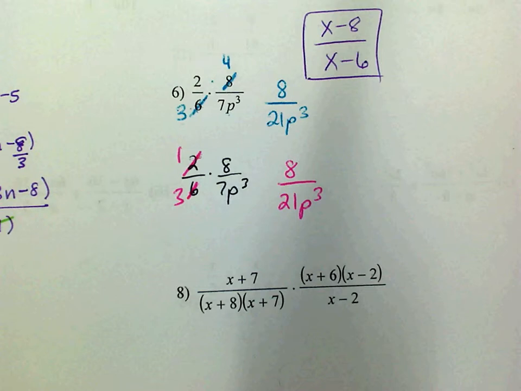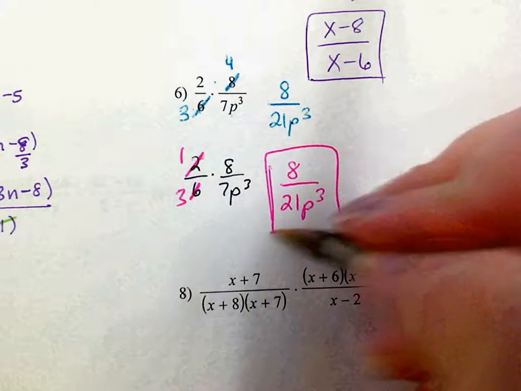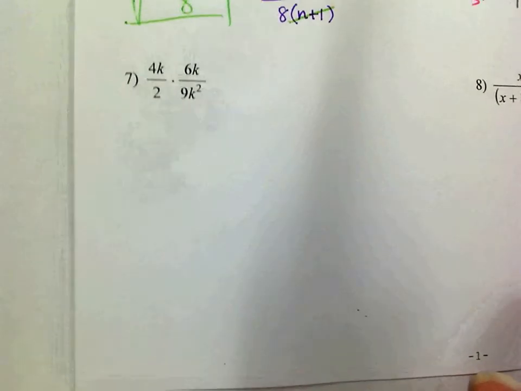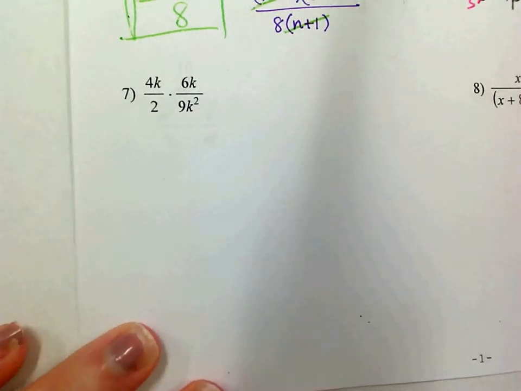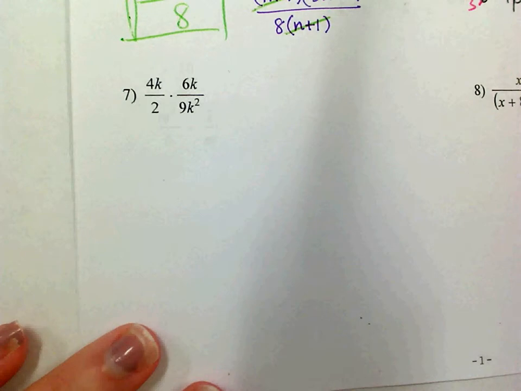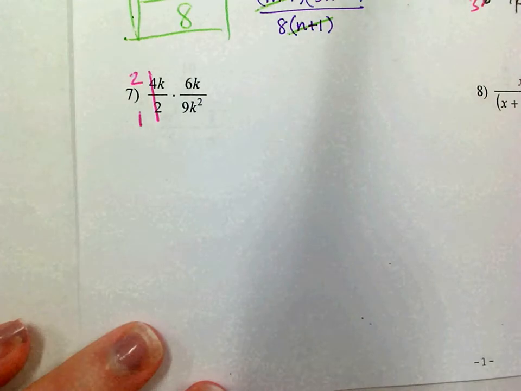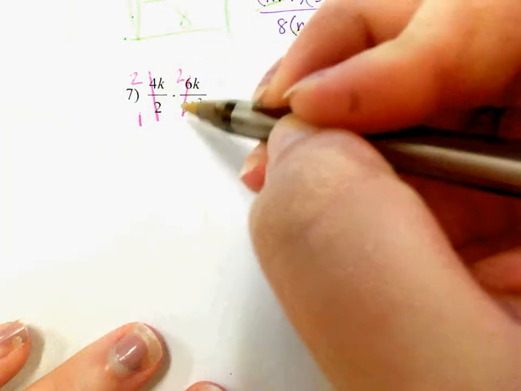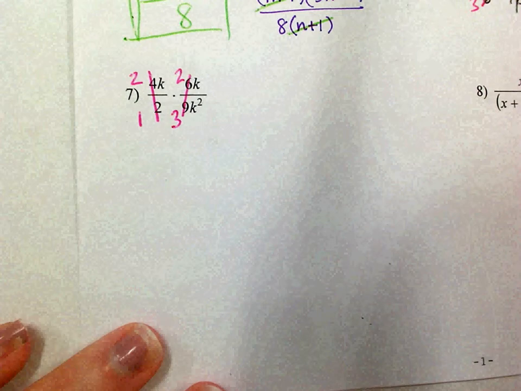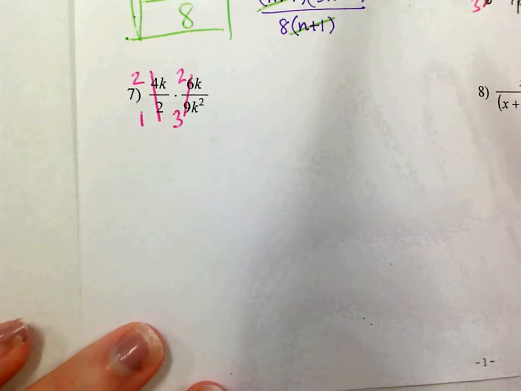Alright, so let's talk about number 7. Okay, so I want to hear from you. What do you think? Okay, 4 and 2 simplifies to what? 2 and 1? Okay, what about 6 and 9? Okay, so 3 goes into 6 twice, and 3 goes into 9 3 times. What else simplifies? How many K's do I have on top?